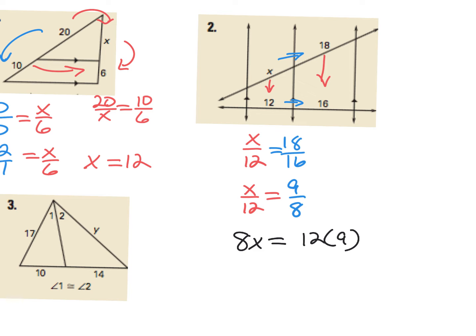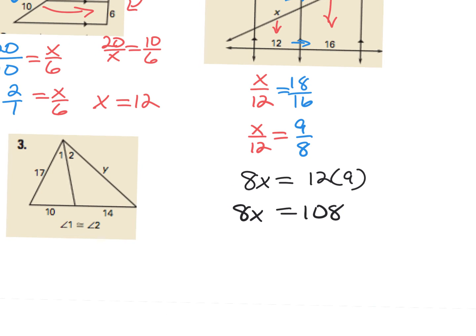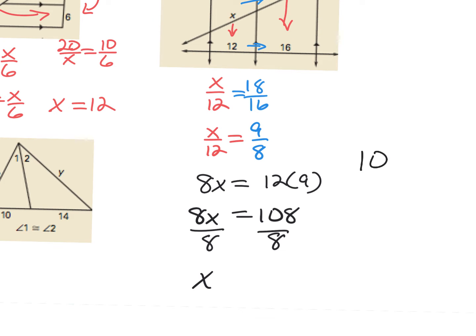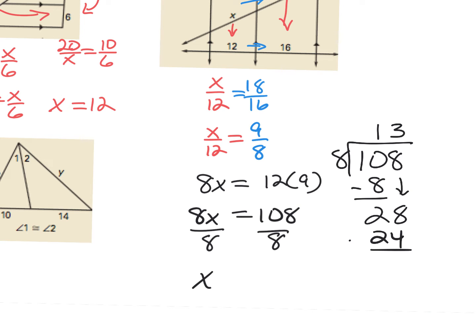Now, one thing that I used to teach my Algebra 1 class, now technically what we can do here is let's just multiply it, and I'm going to show you another way that you can do it to maybe make it a little simpler. I'm going to multiply 12 times 9, I get 108. Now what I need to do is divide both sides by 8. So I'm going to show you the division. 108 divided by 8, 8 goes into 10 once, subtract, bring down, 8 goes into 28 3 times, subtract.